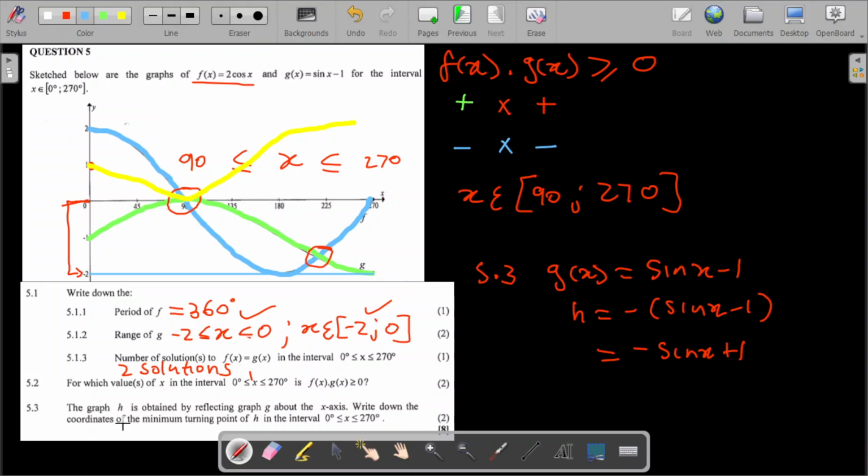They're saying now write down the coordinate of the minimum turning point. So now I hope you can see that the minimum turning point didn't change. So what is the minimum turning point going to be? Now my turning point is going to be 90 maps to what? Maps to 0. It didn't change even if you did reflect.